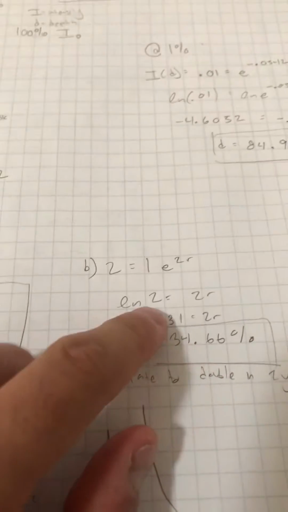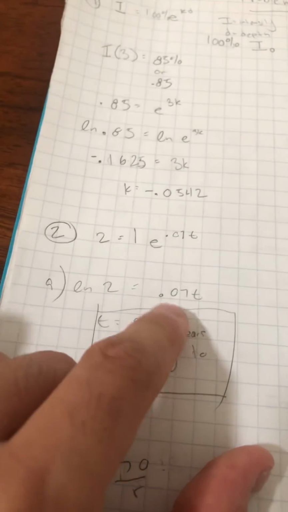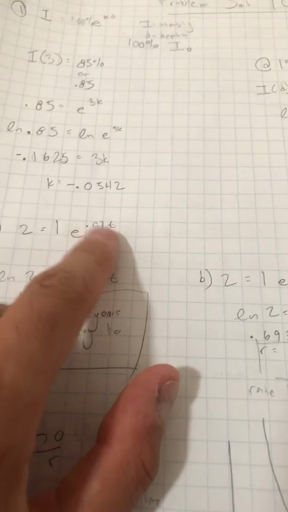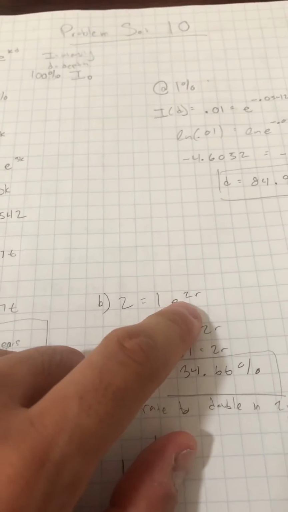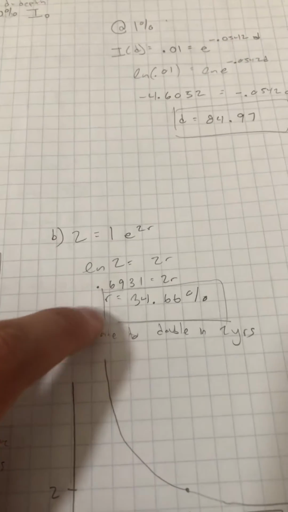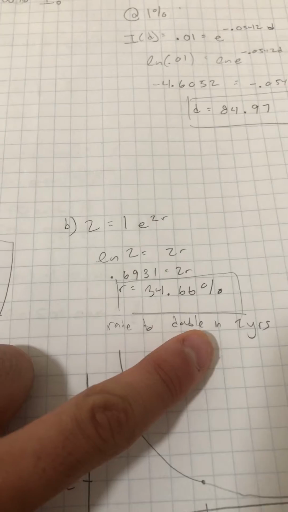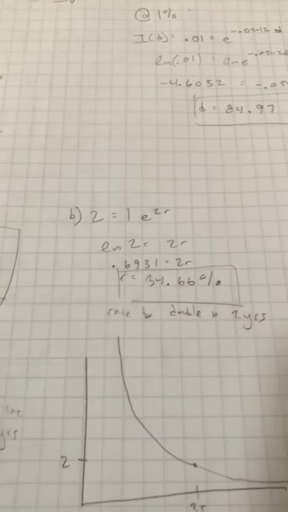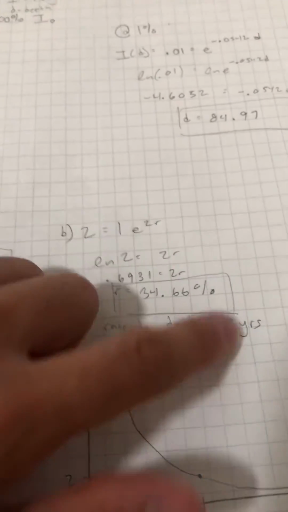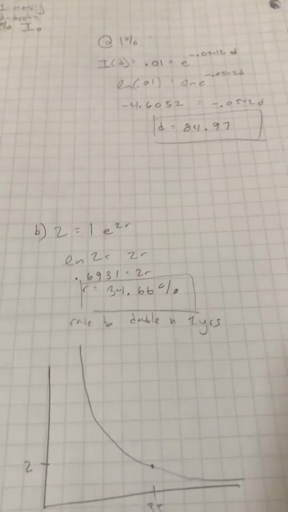To solve this problem, we do the same thing, except instead of making our exponent of e 0.07t, which is r times t, we put in t and we solve for r. And what you get after solving for r is 34.66%, which is the rate required to double your money in 2 years.